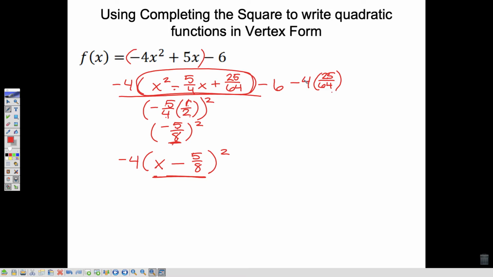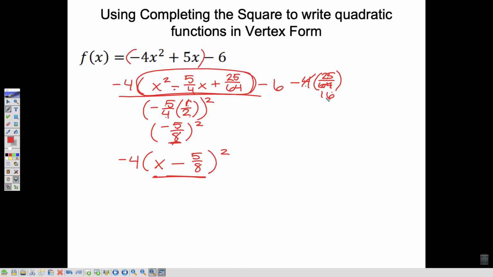So 4 goes into 64 how many times? 16, because 4 times 16 is 64. You're multiplying 4 and 25 over 64, and I can reduce. I would never multiply 25 times 4 and then have 100 over 64, because then I still have to reduce, correct? I just reduce before I multiply. So 25 over 16.